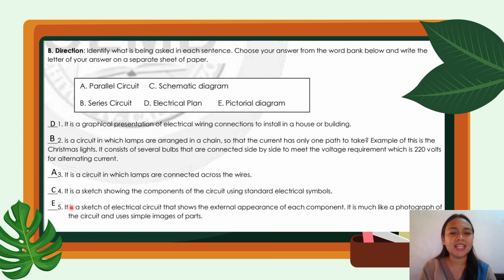For number 4, it is a sketch showing the components of the circuit using standard electrical symbols. Letter C is schematic diagram. And last but not the least, for number 5, it is a sketch of electrical circuit that shows the external appearance of each component. The answer here, letter E, pictorial diagram.